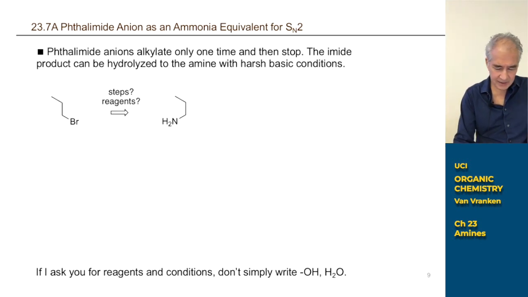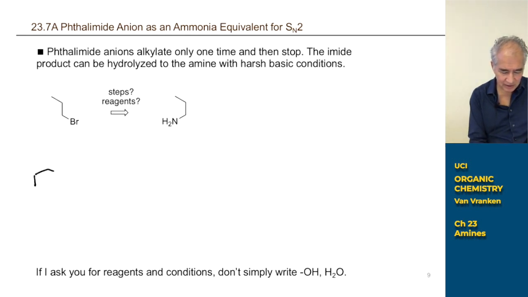And there will be cases that I'm not going to go into where you just can't use a big excess of ammonia. We need another nucleophile that can alkylate once and only once. And I'm going to show you a nitrogen nucleophile, a special nitrogen nucleophile that can alkylate once and only once on the nitrogen atom. And it is a species called an imide that has been deprotonated.